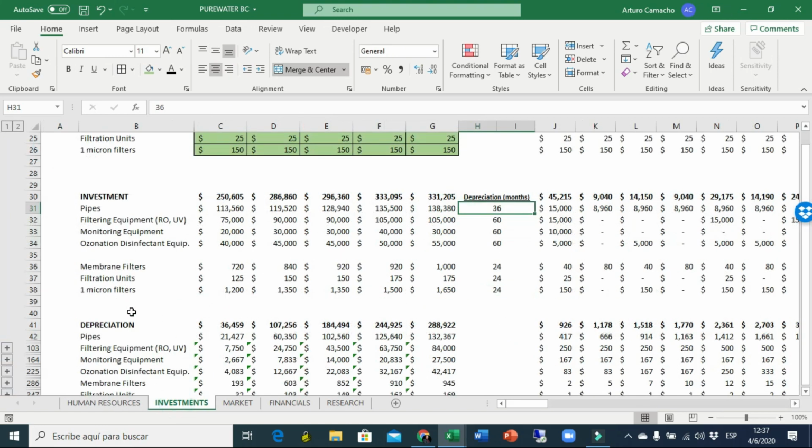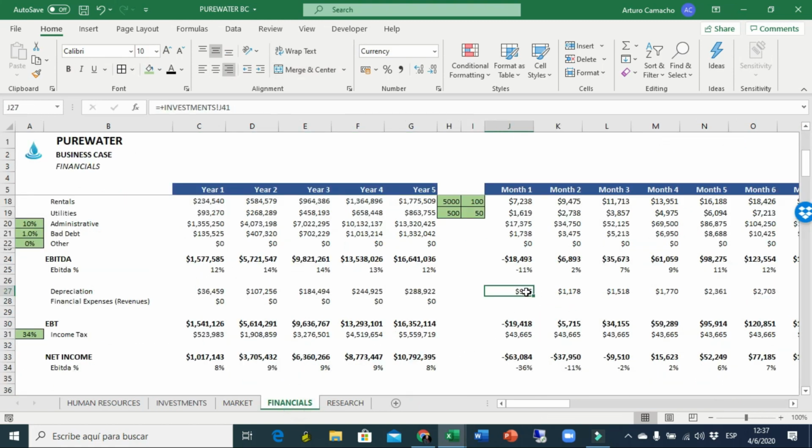Okay, then depreciation. This is taken directly from my worksheet of investments. Right here we have the depreciation per month. So I just take it here and add them up per year. Financial expenses is something that we must work on right in the future because it has to do with the loans that my company will require to have cash flow and overcome payments and all stuff.